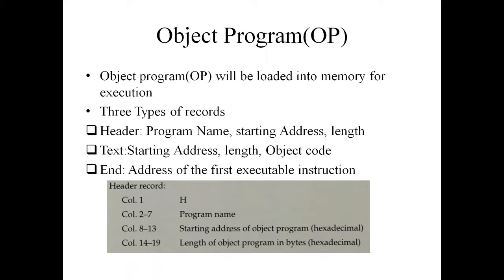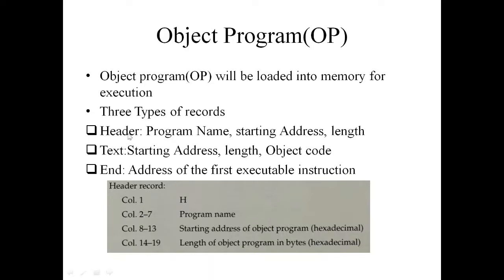So firstly, object program. The assembler must write the generated object code onto some output device. This object program will later be loaded into memory for execution. Now, the simple object program format we use contains three types of records, that is, header record, text record, and end record.